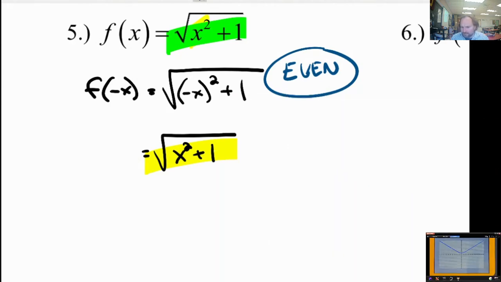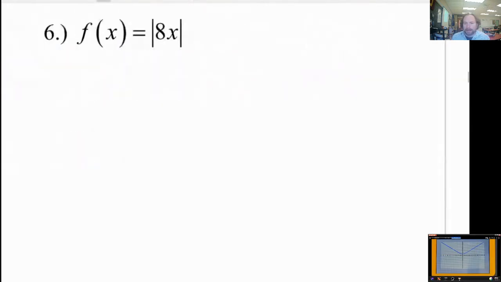Let's go to the next example here. Question 6, absolute value of 8x. This is another one that's going to be an even function. I'll tell you why in a minute.